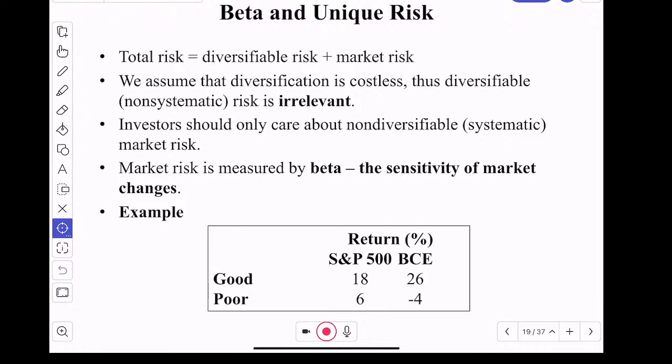And market risk we already know, so this is coming full circle for all our invested time in statistics. Market risk is measured by the sensitivity of market changes. Well, a stock's sensitivity to market changes. That's measured by the beta. So that's just the slope. Remember? The slope of what? The slope of the linear relationship between the market returns and a particular stock's return.